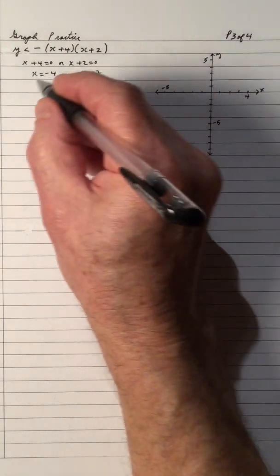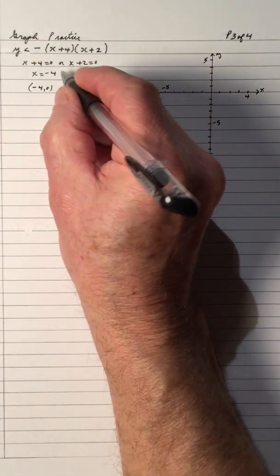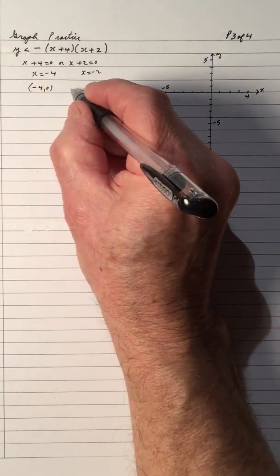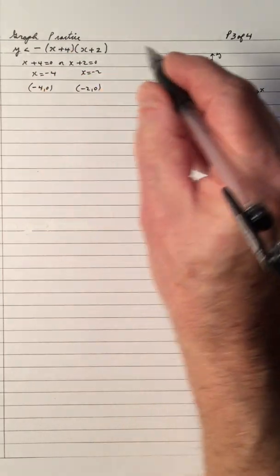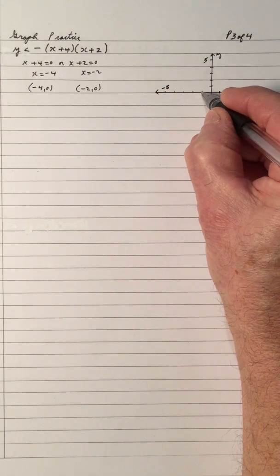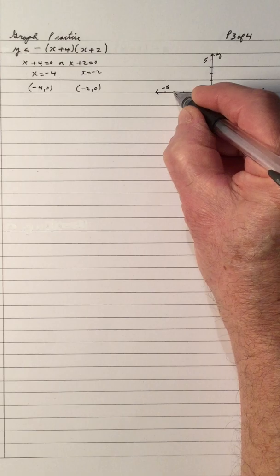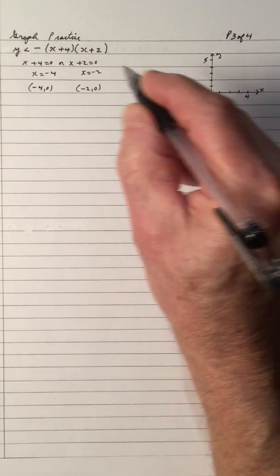So those are the x-intercepts: negative 4, 0 and negative 2, 0. X-intercepts lie on the x-axis. So negative 4, 0 and negative 2, 0 are the x-intercepts.